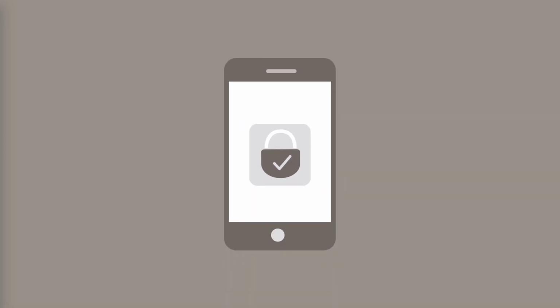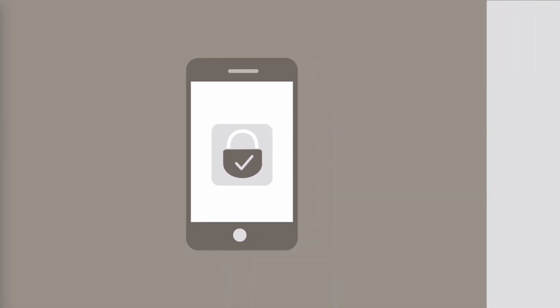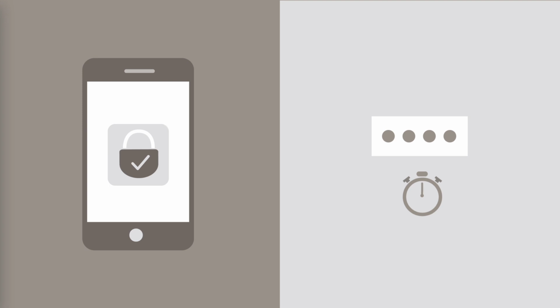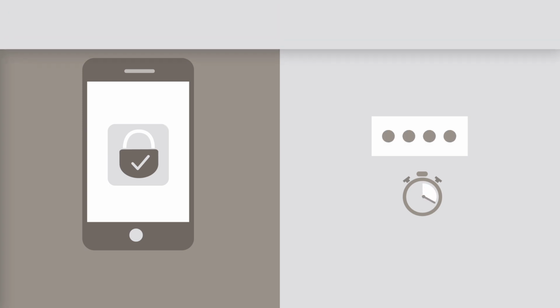Authenticator app-based. This is the more secure option for two-step authentication. You install an application on your mobile phone, and that application will generate new secure codes every 30 seconds.